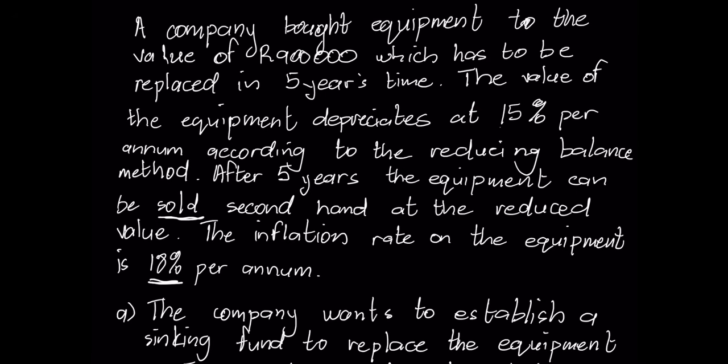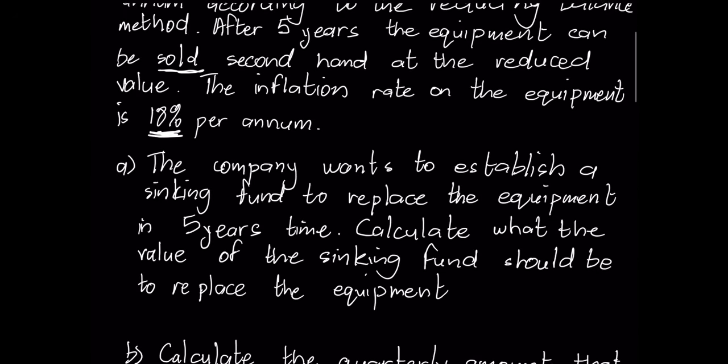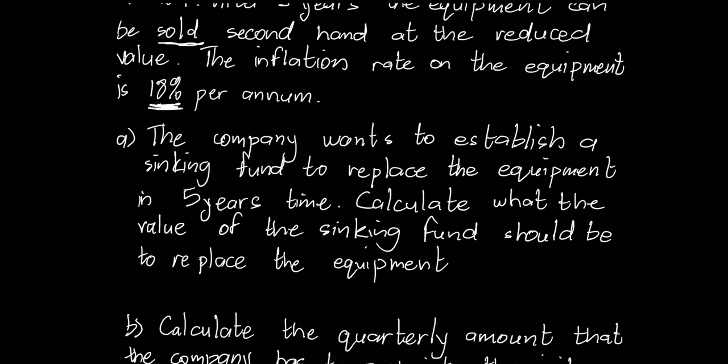Right. So there are two things here. First of all, we've got depreciation, which I said is at 15% per annum. And again, we have got inflation, as we explained, that is taking place in this case. And this inflation, of course, would affect rather the price at which we buy new equipment, the cost of buying new equipment. Now, they say the company wants to establish a sinking fund to replace the equipment in 5 years' time. They say, first of all, calculate what the value of the sinking fund should be to replace the equipment.